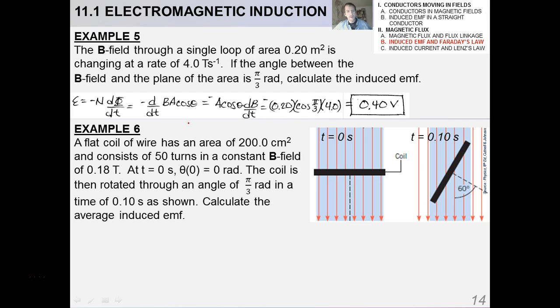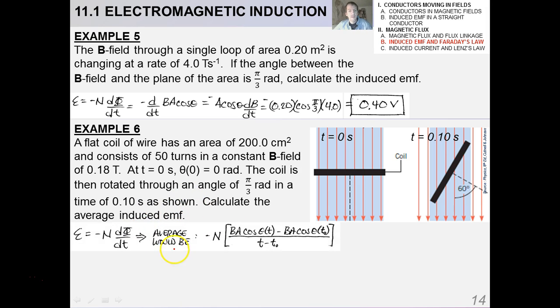So a flat coil of wire has an area of 200 square centimeters, 50 turns, so N is 50, in a constant B field. Now I'm changing theta, so theta is a function of t, and I'm telling you that it goes through an angle of pi over 3 radians in 0.1 seconds. Calculate the average induced EMF.